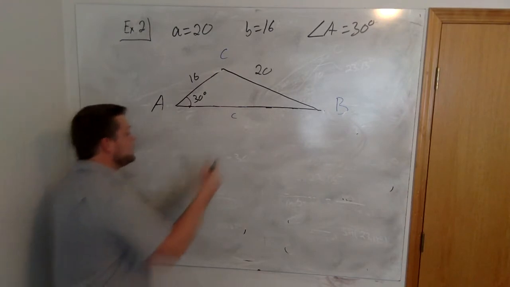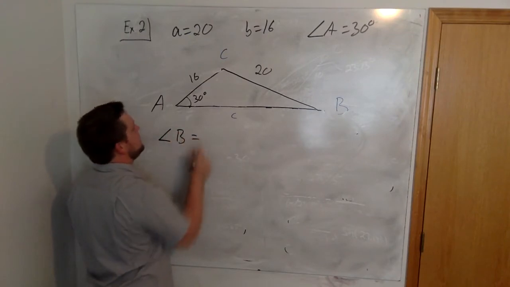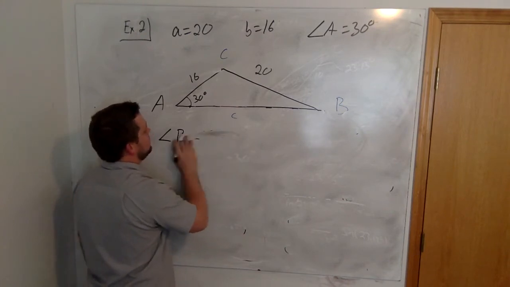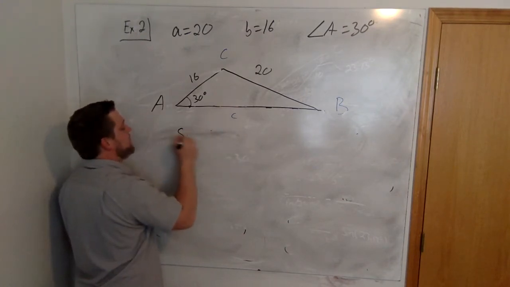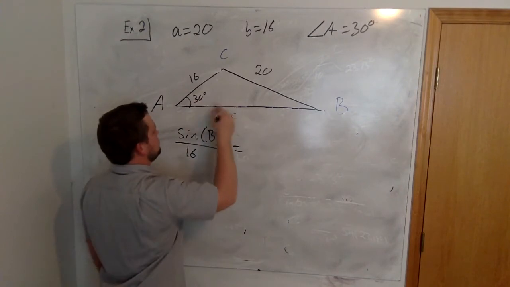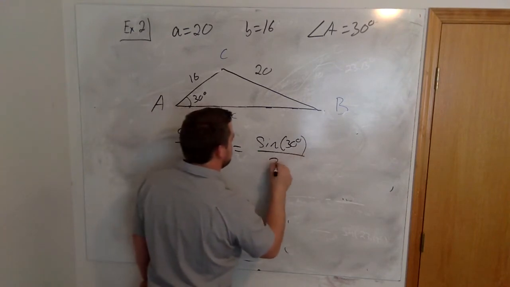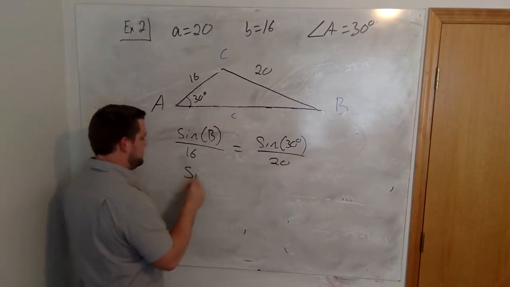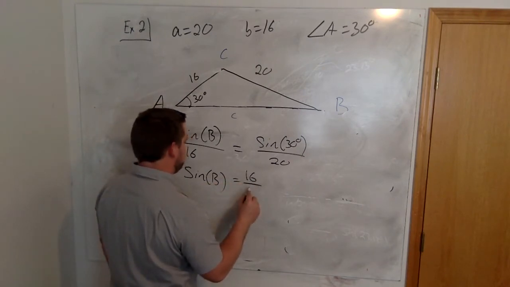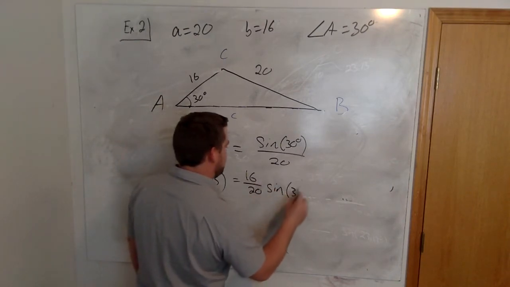Okay, but let's go ahead and try to find angle B here. Angle B, well, we would have to do the sine of B over 16 equal to the sine of 30 degrees over 20. Okay, so here we would have that the sine of B, I'm going to multiply both sides by 16. This will be 16 over 20 times the sine of 30 degrees.